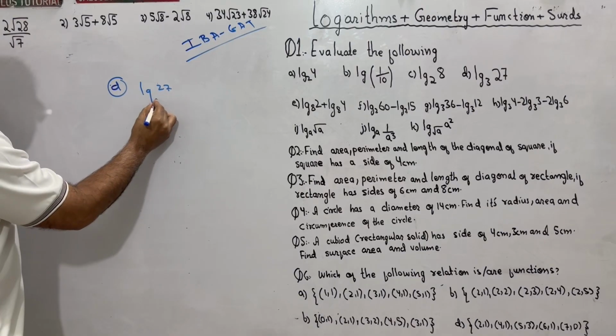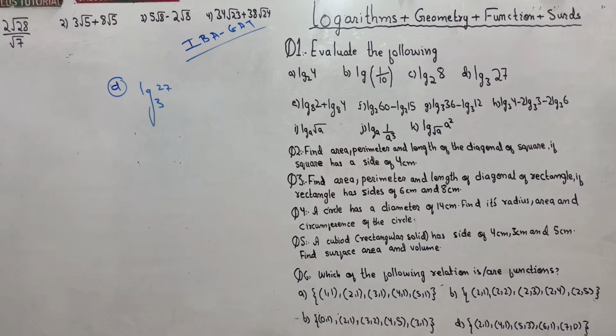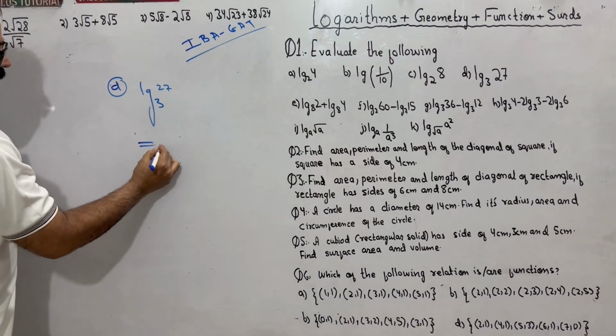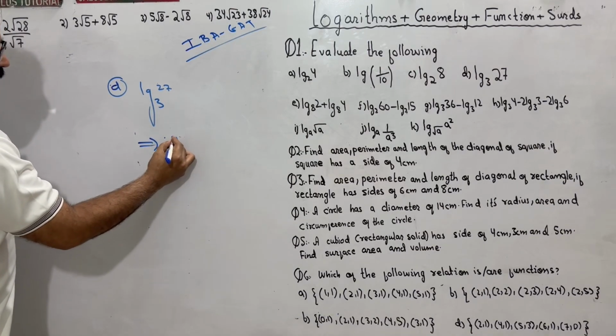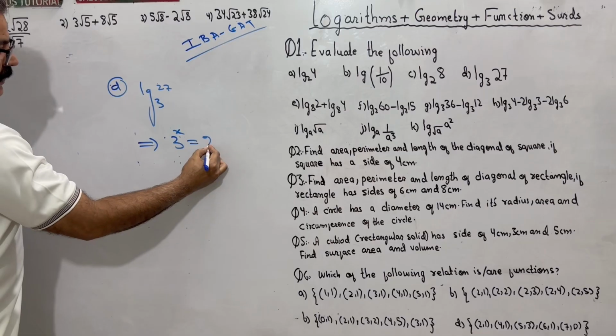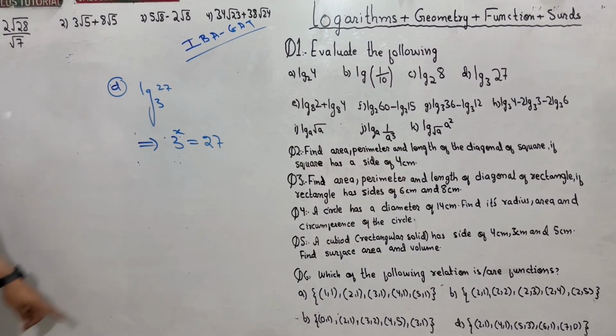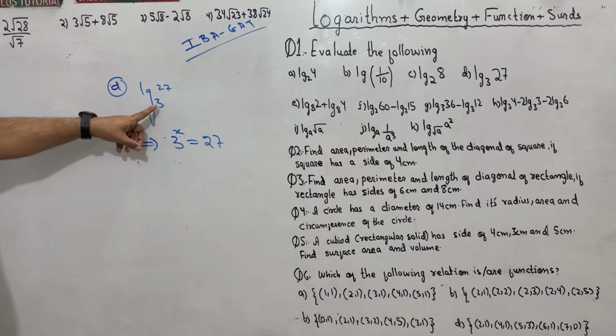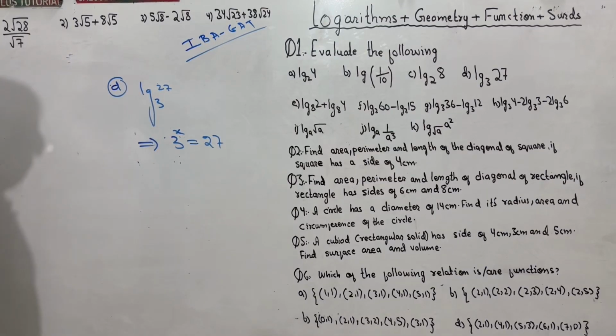Log of 27 to the base 3 means: 3 raised to what power to get 27?